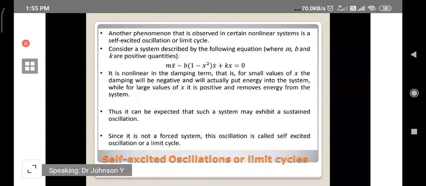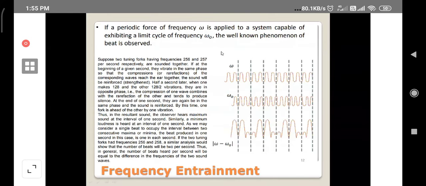And here, depending on the value of x, the damping will be negative as well as positive. That depends on the nonlinear characteristic. Then, another important thing is frequency entrainment. I have already mentioned frequency entrainment. Here the forcing frequency is omega. This is a periodic force of frequency omega that is applied to a system, and let omega zero be the limit cycle frequency.